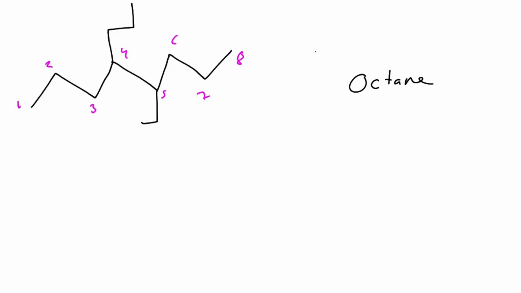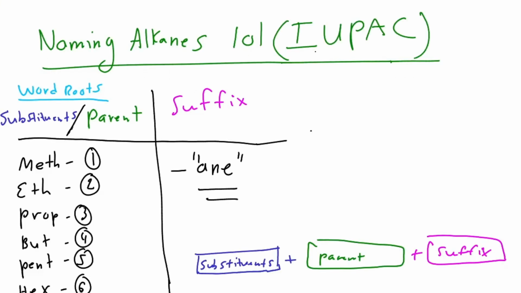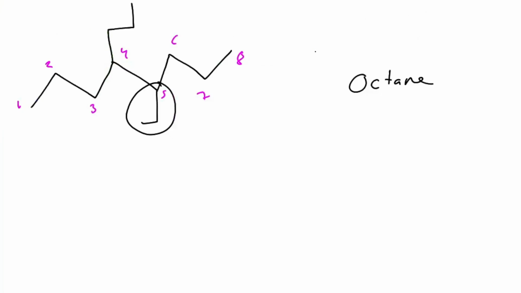The next step would be looking at my substituents here. So it looks like I have 1, 2. If you look at the group here, our word roots, it has to be an ethyl. So this right here is an ethyl. And let's look at this one here. It's 1, 2, 3. So this one has to be a propyl. So we have a propyl here.